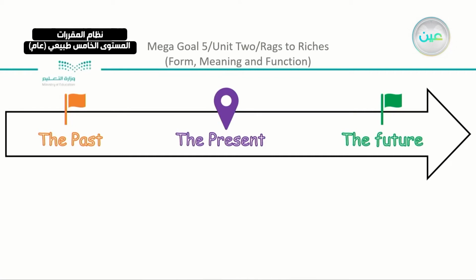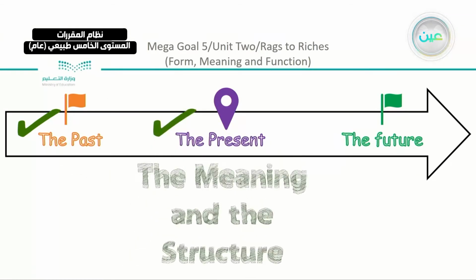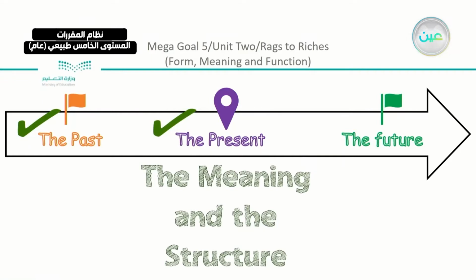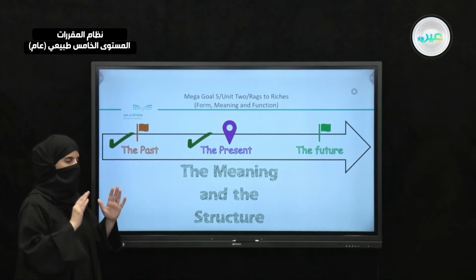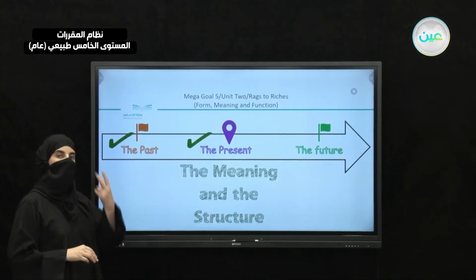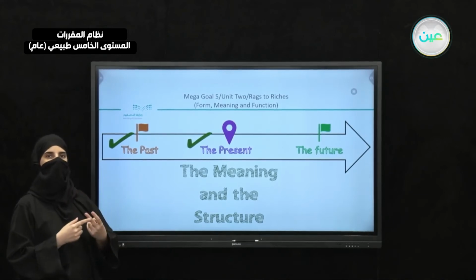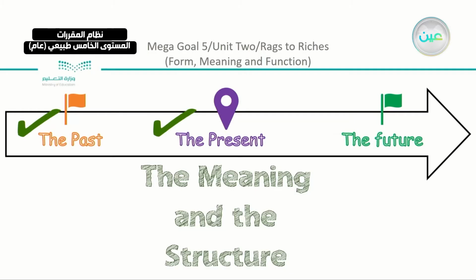So here we have our timeline. As we said, we are concerned with the past, and also we are concerned with the present. And to understand grammar here, we have two things, which are the meaning and the structure. At the beginning of the semester, we talked about this and said to understand or focus on grammar, you have to understand both things, the meaning and the structure. The meaning is which part do I want? What is the message I want to deliver? And the structure is what do I use in my sentence?